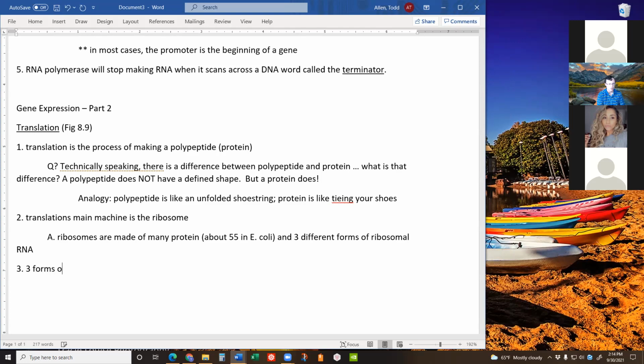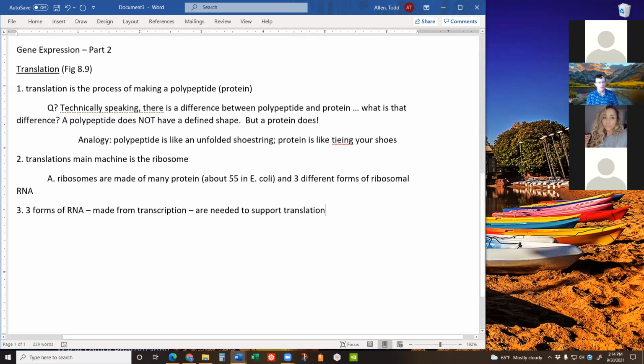3 forms of RNA made from transcription are needed to support translation, right? Isn't it kind of horrible that transcription and translation both start with the letter T, and if you're not careful, they can sometimes sound similar, and we get them confused, right? Just be careful.